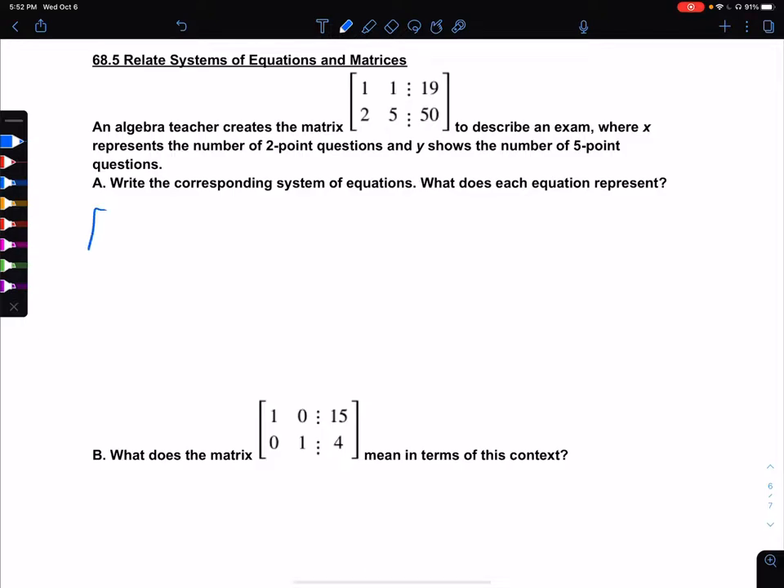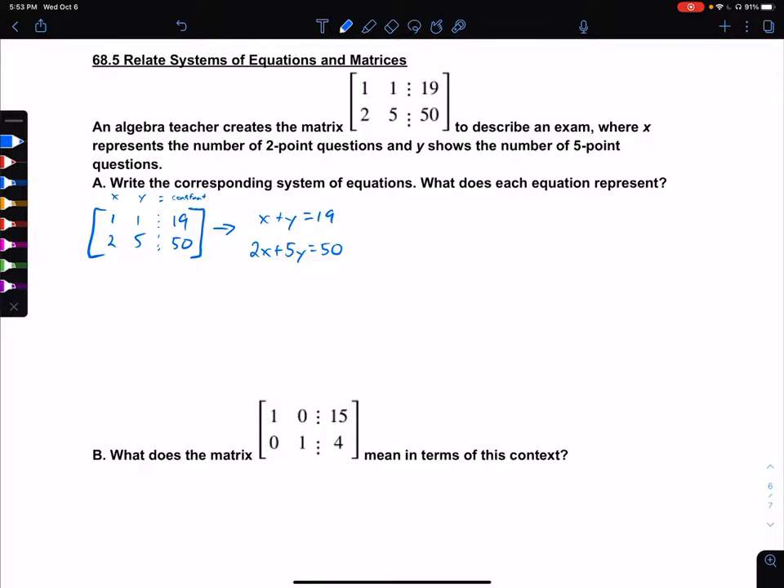If we have the augmented matrix 1, 1, 19 and 2, 5, 50, remember that we can rewrite this. These are my x values, this is an equal sign, and these are my constants. So it tells me that this is the same as x plus y equals 19, and 2x plus 5y is equal to 50. That's pretty straightforward. So we wrote the corresponding system of equations.